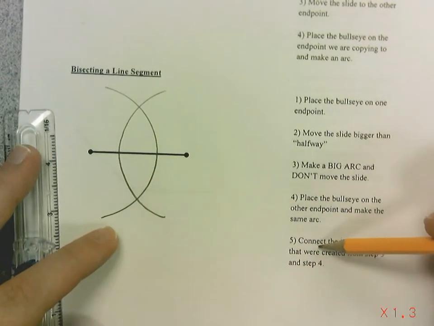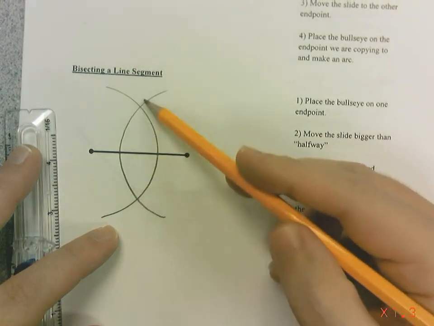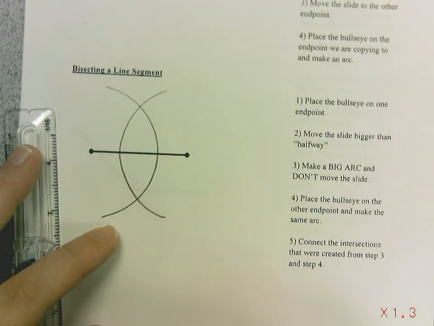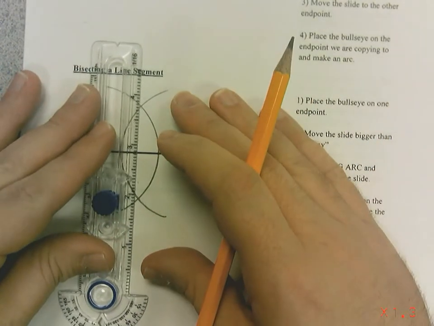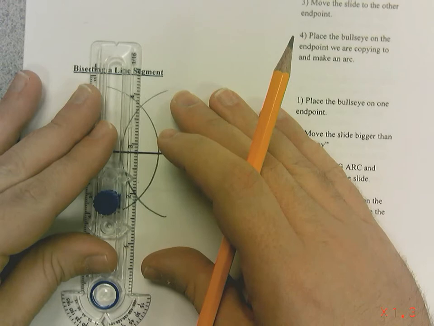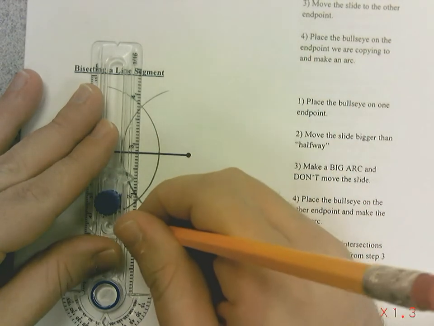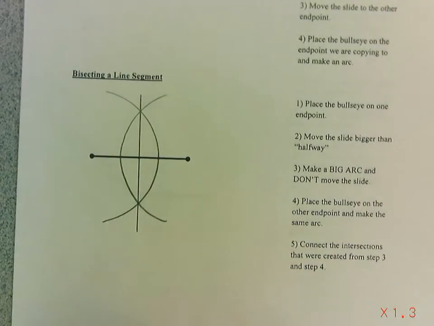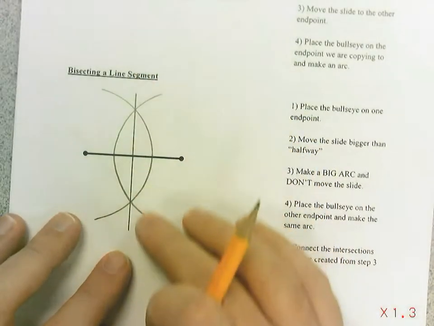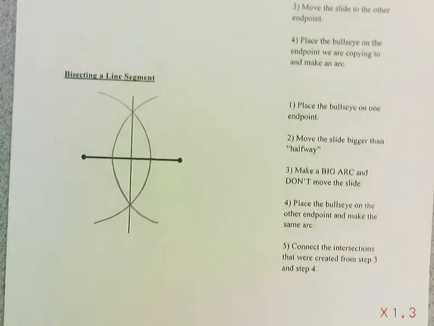And then the last step is you connect the two intersections that you just got by drawing a line. So I'm going to line up the flat edge here with the two intersections, and I'm going to draw a line connecting them. And if you do that right, that line you just drew should exactly bisect, or cut in half, the original line segment.